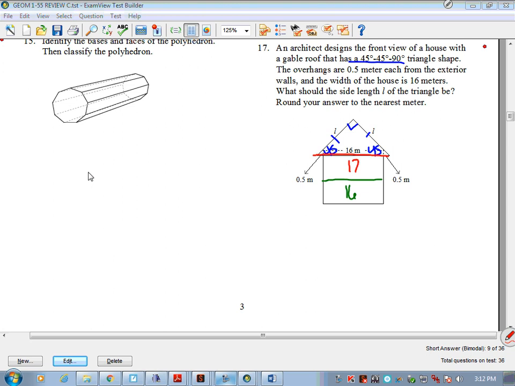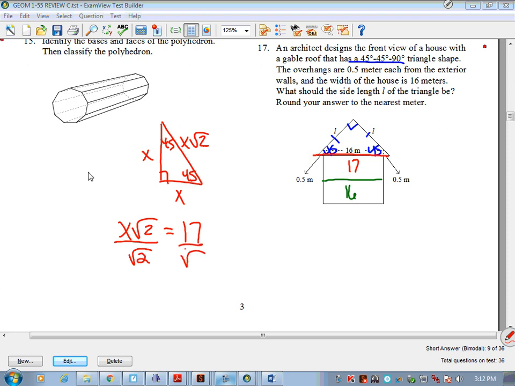And if you'll remember in our 45, 45, 90 triangles, the relationship was x to x to x radical 2. So what we're seeing is that x radical 2, in order to find L, in this case is 17. So 17 is equal to x radical 2. If I want to find out what L, or x, is here, I have to divide by radical 2 over radical 2. Now, if they'd asked me for simplified radical form, I would obviously rationalize the denominator and I'd get 17 radical 2 over 2.